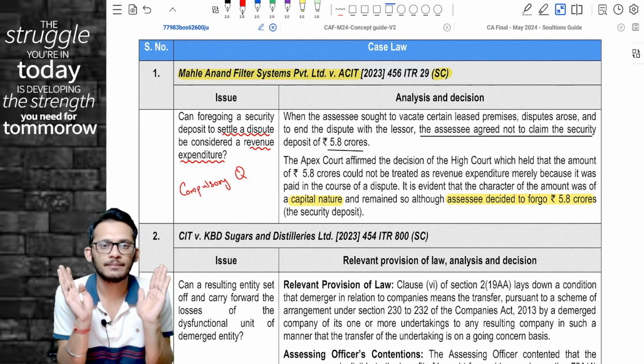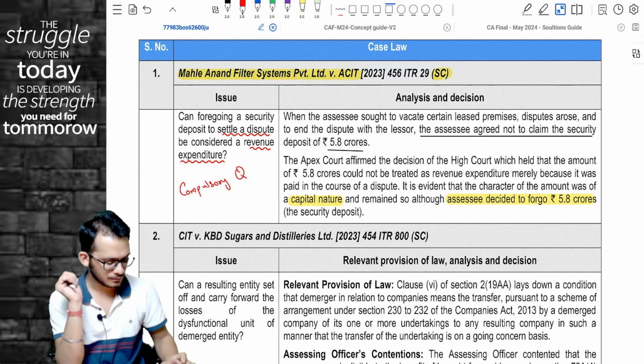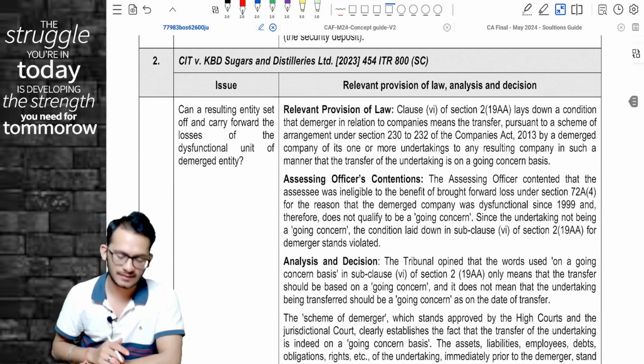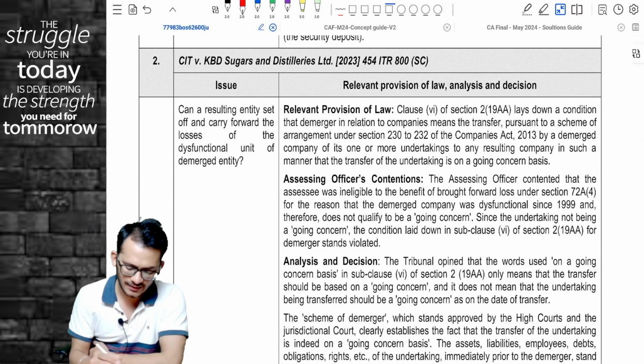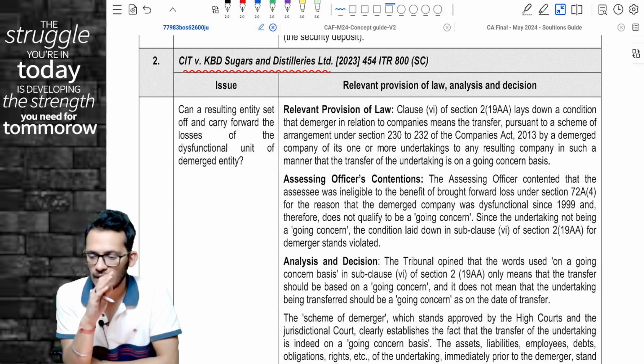Facts clear, everyone? Yes? Sweet. Let's proceed to case law number 2. CIT versus KBD Sugars and Distilleries Limited. This is what the case law is. Again a Supreme Court decision.